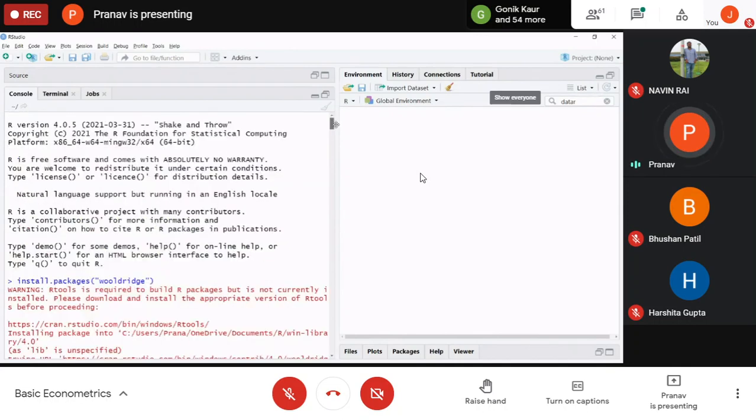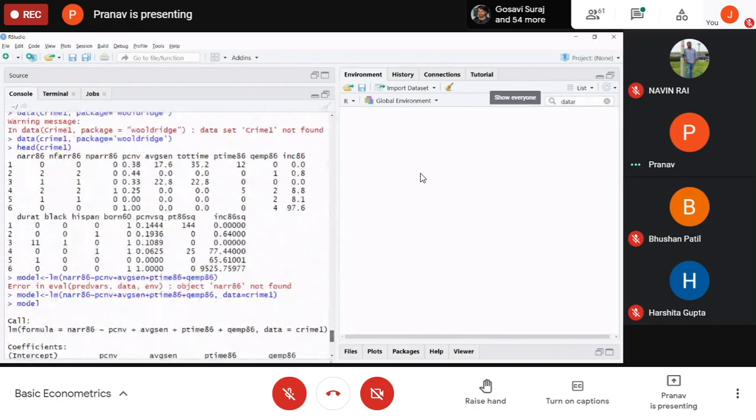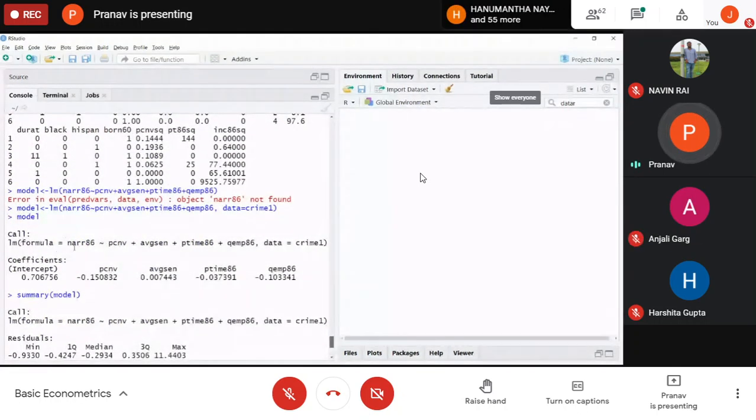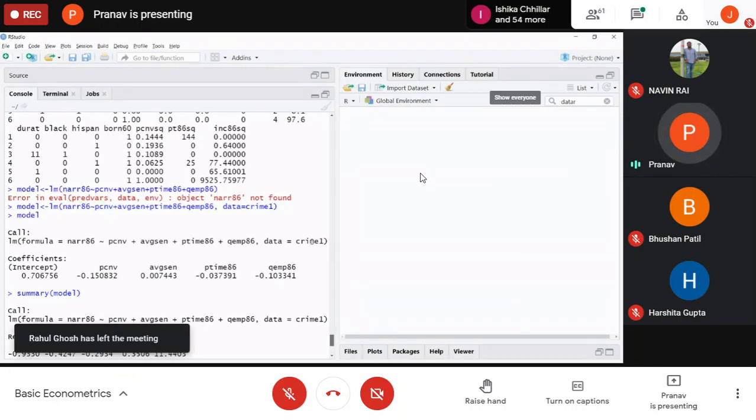So this is my model. I have run a regression of number of times a man was arrested in 86. These are the four independent variables that I have used, and I forgot to mention the data set the first time. That's why it says the object was not found, because it does not recognize which data I'm talking about. So this part was necessary.